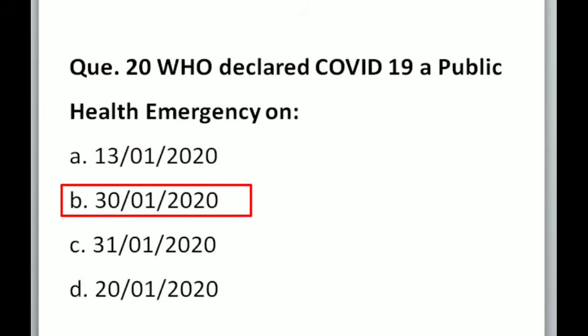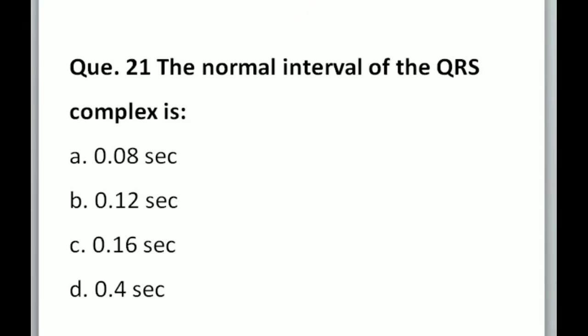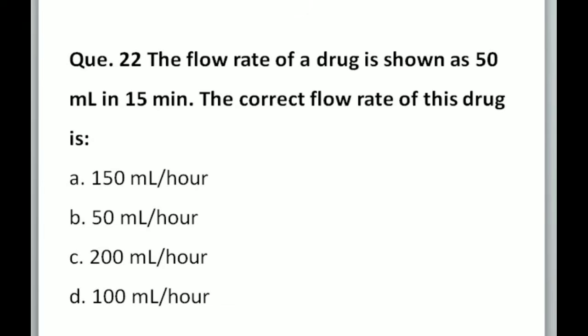Q21. The normal interval of the QRS complex is A. 0.08 seconds. B. 0.12 seconds. C. 0.16 seconds. D. 0.4 seconds. Correct option is A. 0.08 seconds.